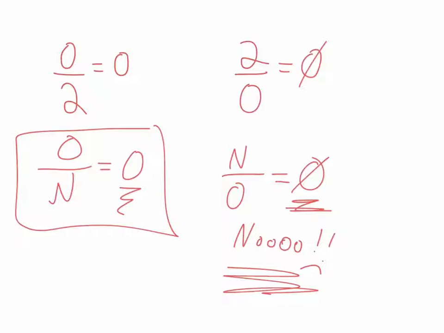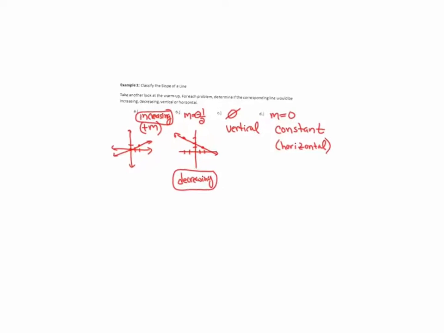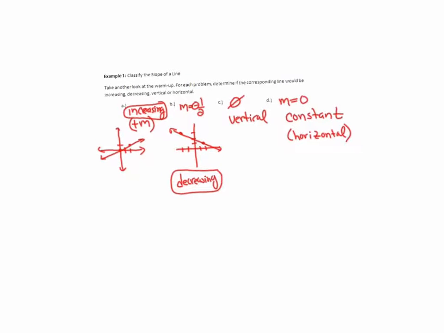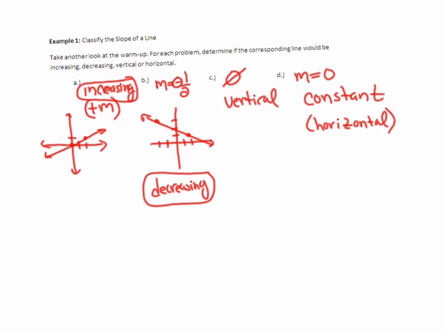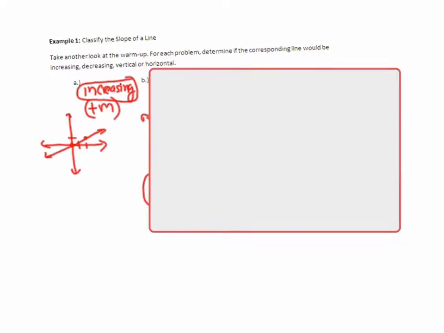So, categorizing a line based on its slope. That's where we're heading next. The idea behind today's lesson is to sort of categorize our lines based on the slope. So let's do that.